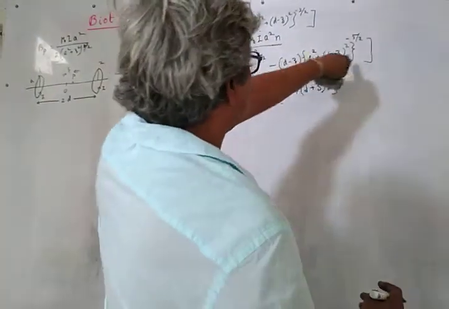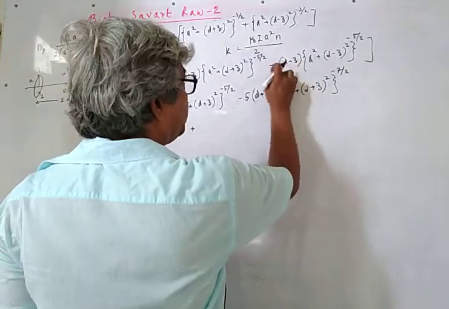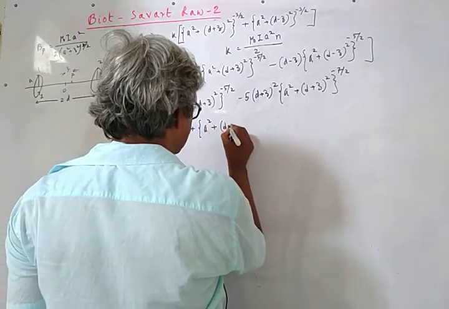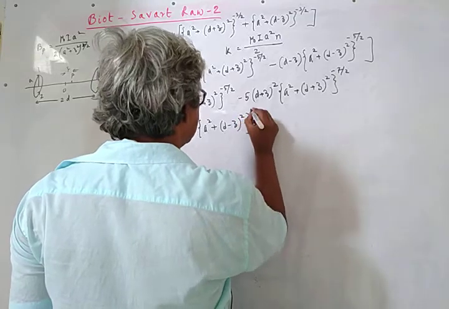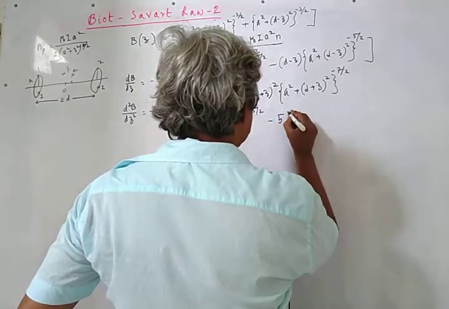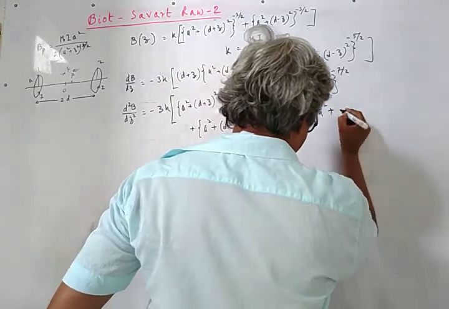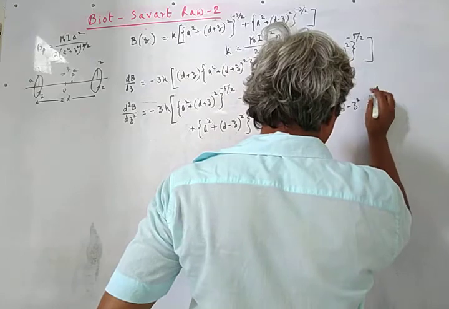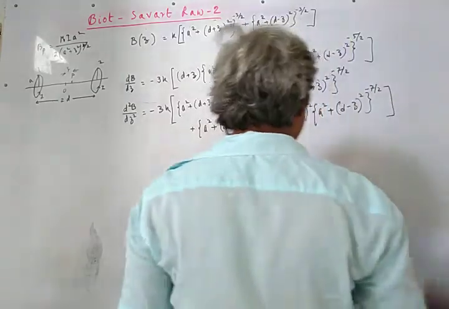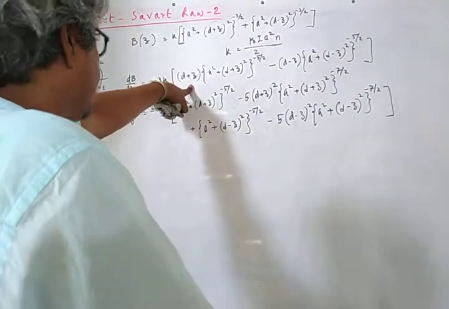And now come to the differentiation of this part. This gives you simply this, minus minus makes it plus, and for this term you will have again. For the field to be uniform, this part has to be 0.